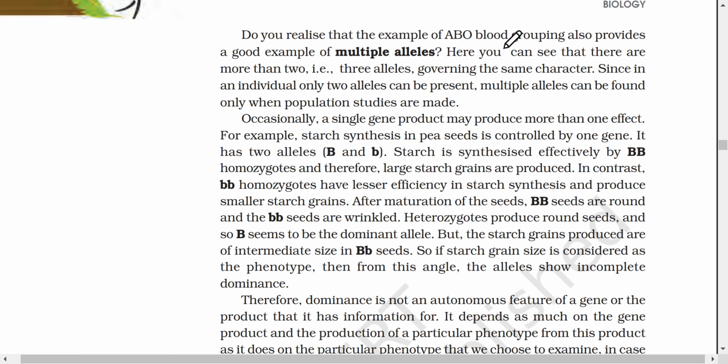Do you realize the example of ABO blood grouping also provides a good example of multiple alleles? Here you can see that there are more than two, that is three alleles governing the same character. Blood group के लिए तीन alleles. Since in an individual only two alleles can be present, multiple alleles can be found only when population studies are made. So in a group of organisms you can say कि तीन alleles possible है, but एक organism में दो ही होंगे.